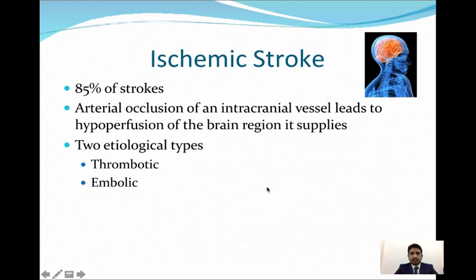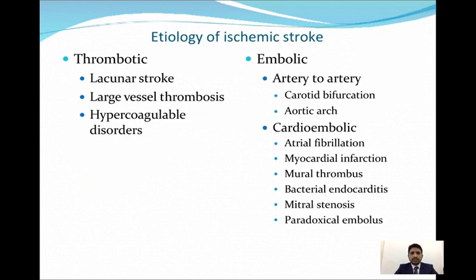Let's start with ischemic stroke. As we have discussed, ischemic stroke is the commoner of the two and it is because of the occlusion of the blood vessels. And there are basically two etiologies that lead to the ischemic stroke. Either it is a thrombus that arises from the blood vessel and goes up to the brain to block the vessel, or it is an emboli that can arise either from heart or from peripheral vessels. When we talk about the etiology of ischemic stroke, then we have discussed that there is thrombotic or embolic.